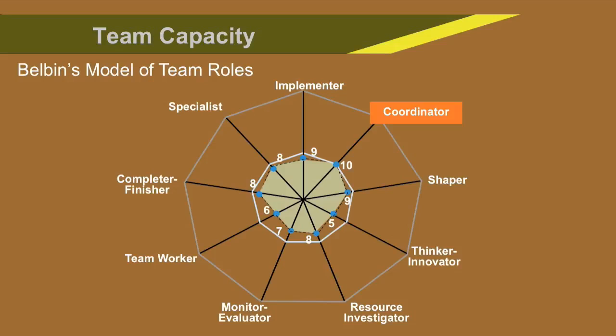While my second highest scores are implementer and shaper. A high score of implementer means that I am disciplined, reliable, conservative, efficient, and turn ideas into practical action. Meanwhile, a high score of shaper means that I like challenge, dynamic, thrive on pressure, and have the drive and courage to overcome obstacles.